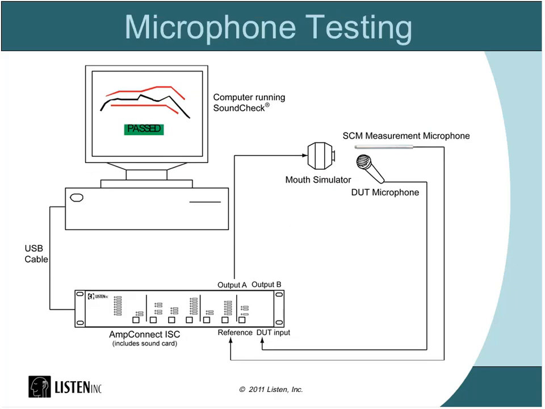I'd like to show that AmpConnect isn't just for doing loudspeaker testing. It's certainly very applicable for doing microphones as well. In this example, we have the AmpConnect ISC, and it would pretty much be the same thing for the original AmpConnect as well. Instead of connecting a loudspeaker under test, we have a mouth stimulator hooked up to the output of the power amp. We're playing our stimulus through the mouth stimulator, and then we have 2 microphones hooked up at the same time. We have our measurement microphone for doing either calibration or recording a reference curve, and then our DUT microphone hooked back in as well.